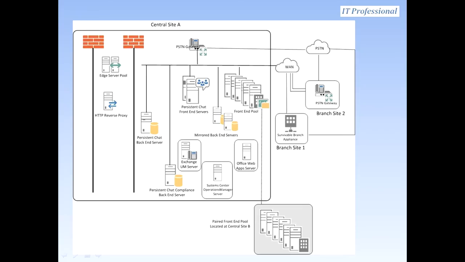Branch site 2 has a resilient WAN link, so you need only a public PSTN gateway. The PSTN gateway deployed there supports media bypass, so no mediation server is needed at branch site 2. Because we have media bypass, there is no need for the mediation server at branch site 2.